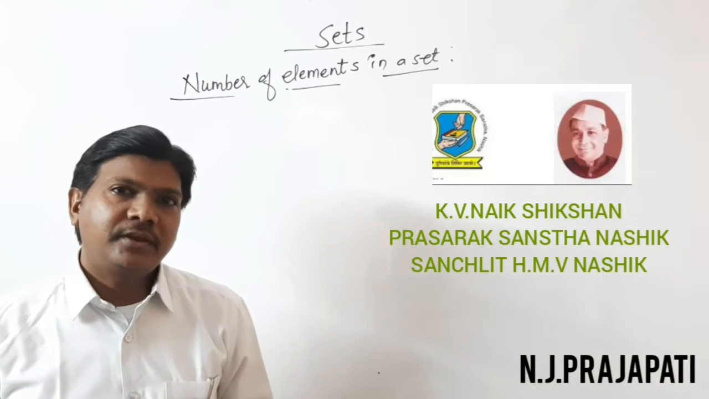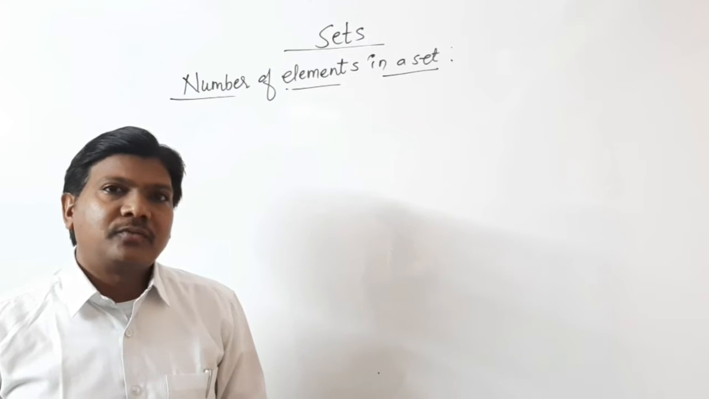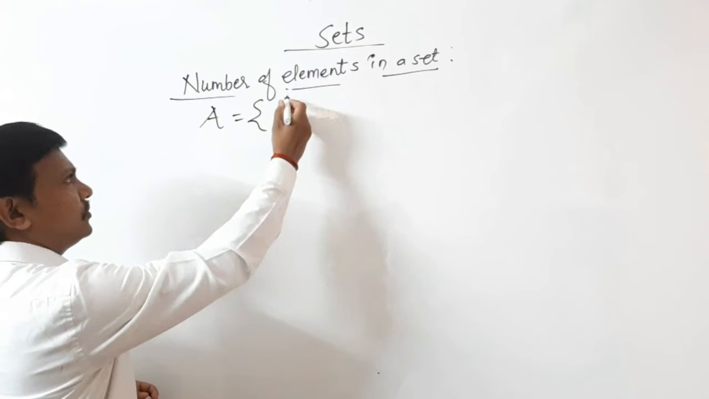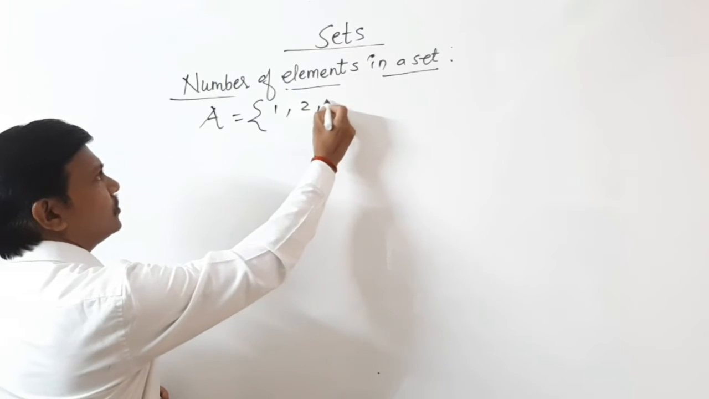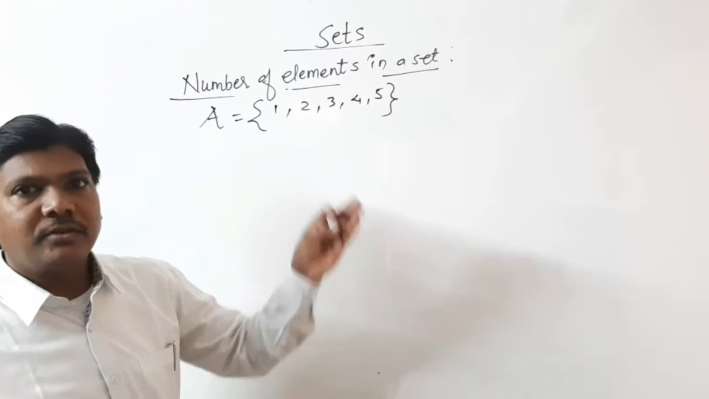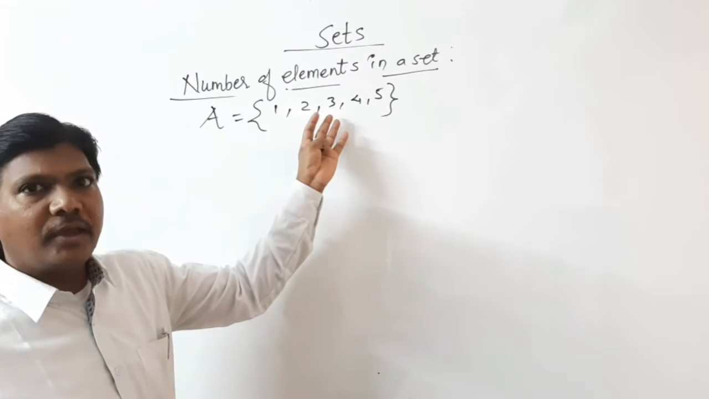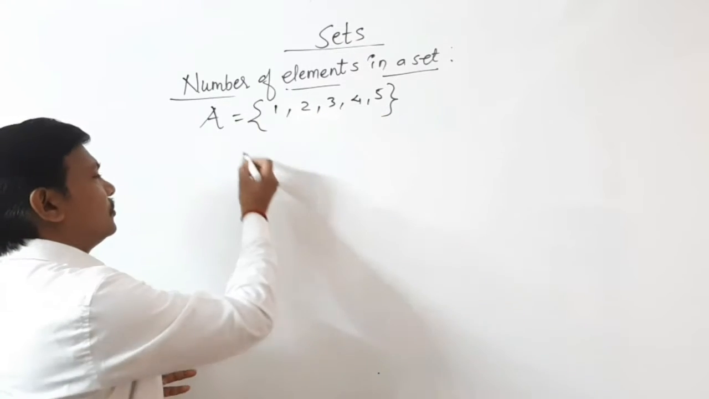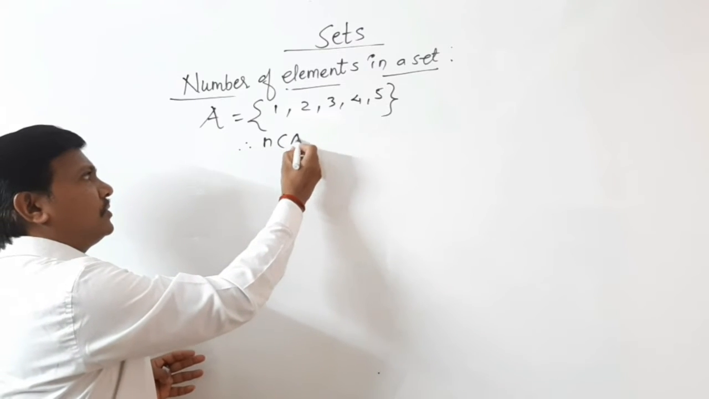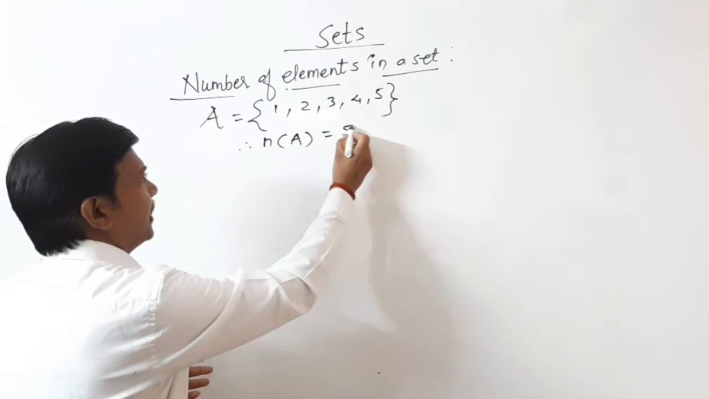Hello children, let's see number of elements in a set. So if A is a set and in A suppose some numbers are given: 1, 2, 3, 4, 5. So how many elements are in this set A? 1, 2, 3, 4, 5. So total 5 elements are in set A. We represent this like n(A) means number of elements in set A, that is 5.